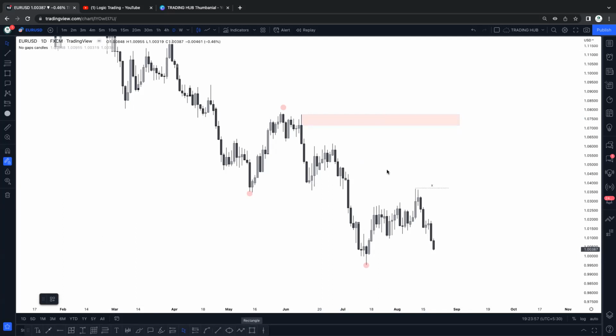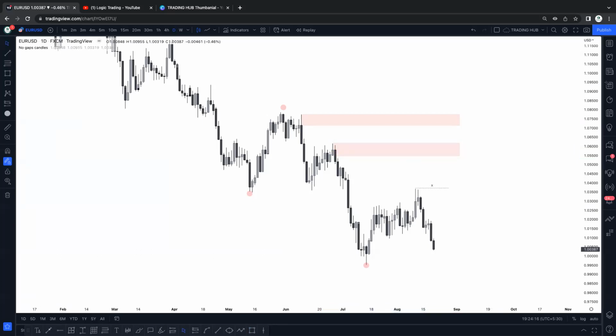So the first area is here right now. If the market breaks this low, the market can create another area here. Okay, and maybe something above it is possible. So it depends on the market momentum.